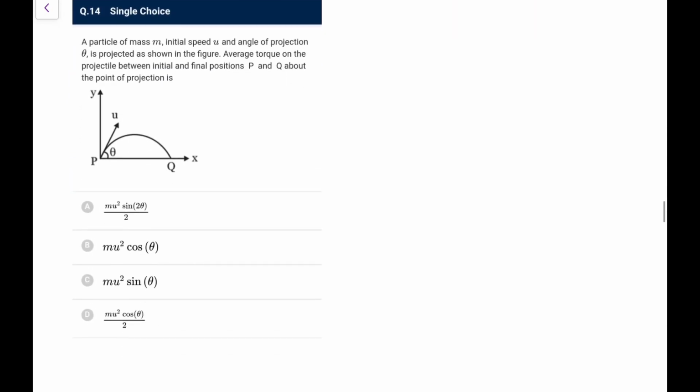You must have done such questions. A particle of mass m with initial speed u, angle of projection theta is projected. Find the average torque of the projectile between initial and final position. Now this is a good one. We can directly say tau average is equal to delta L by delta T. What is delta L? Delta L, initial angular momentum is 0.